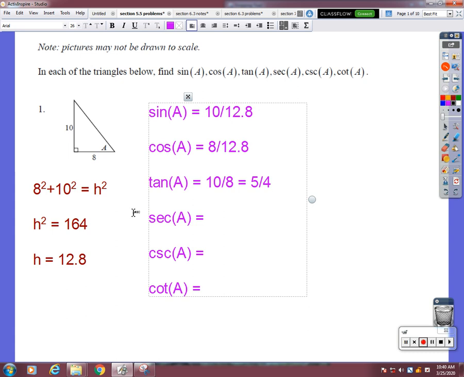The secant, now we can just go back and look at these. Secant and cosine are inverses of each other, so the secant would be 12.8 divided by 8. Cosecant and sine are inverses of each other, so 12.8 divided by 10, and cotangent and tangent are inverses of each other, so 4 divided by 5.